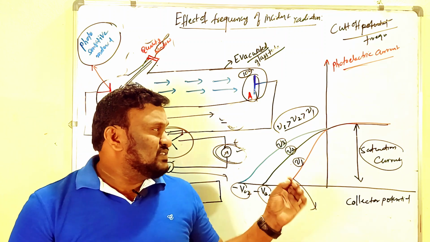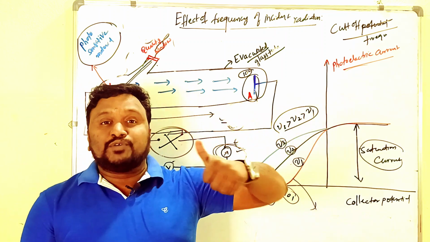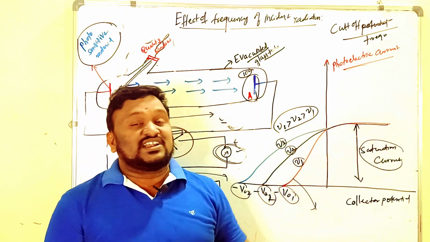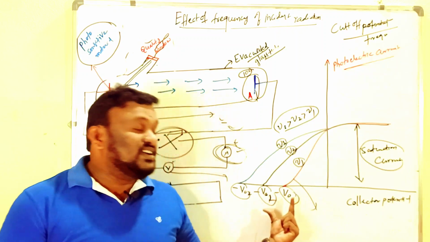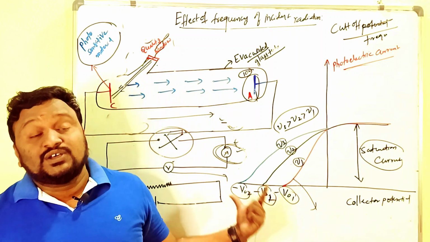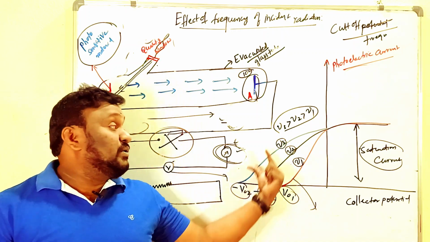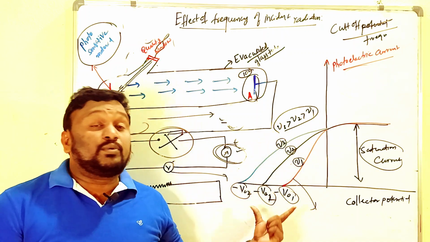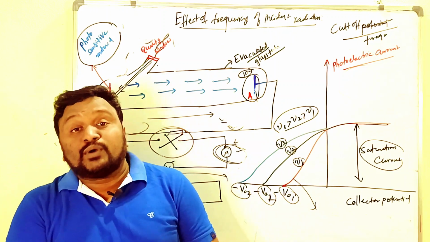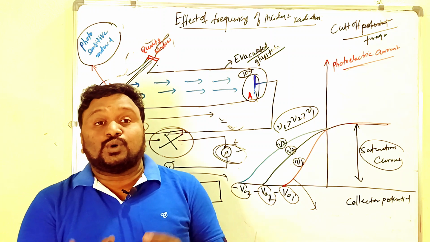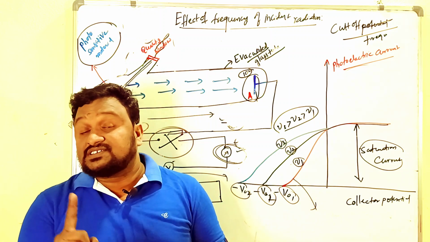Clear? So simply you have to remember two points. The first thing is that for different frequencies, the saturation current is the same. The second point is that when the frequency increases, the stopping potential also increases. For the highest frequency of radiation, the negative stopping potential is more. And the next thing is that frequency can affect only the motion of electrons, not the release of electrons.